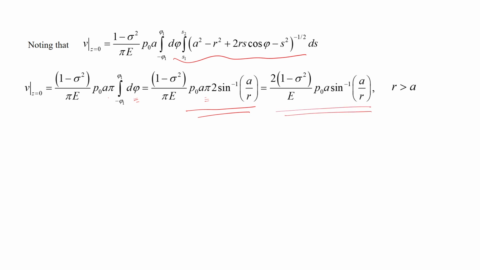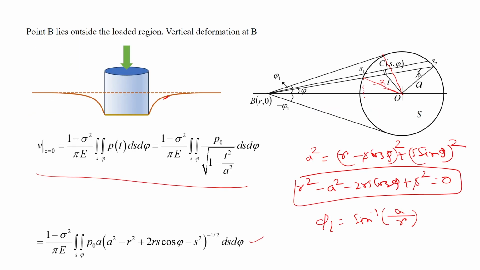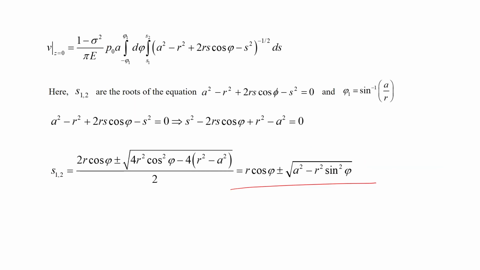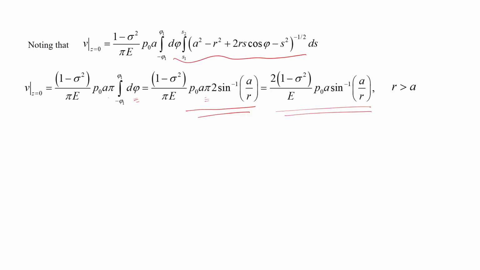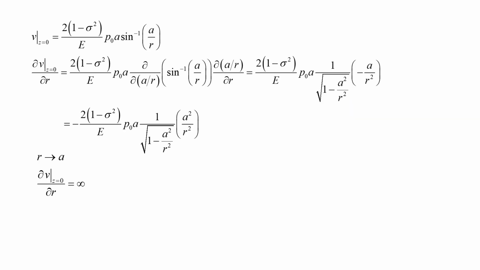What it means is that in this region, this is basically a sine inverse function. If you want to know what a sine inverse function looks like and to obtain it practically, this is the way: you take a flat punch, press it against an elastic half space, and find the vertical deformation outside the loaded area, and you have the sine inverse function.